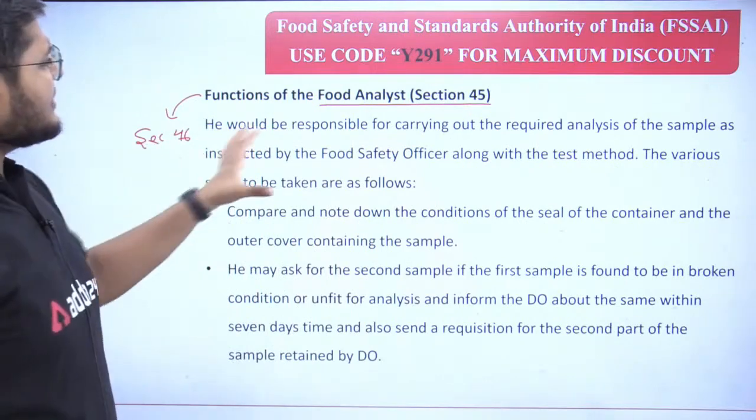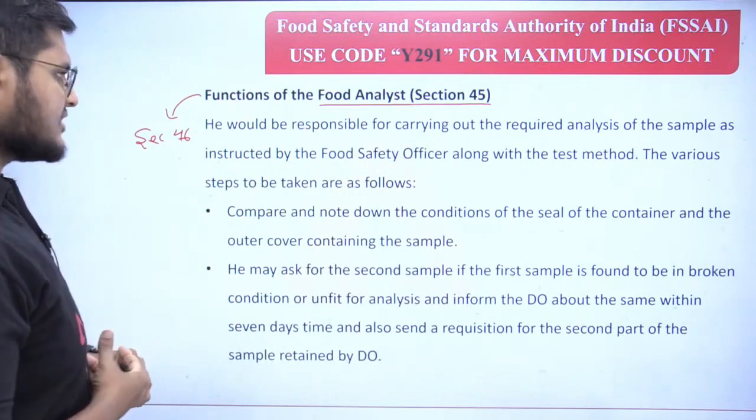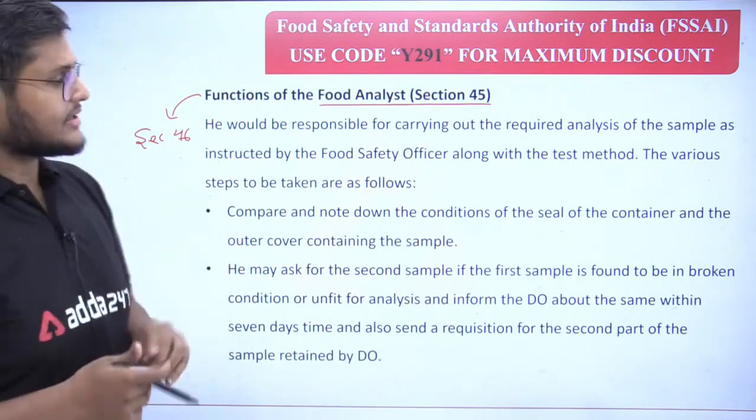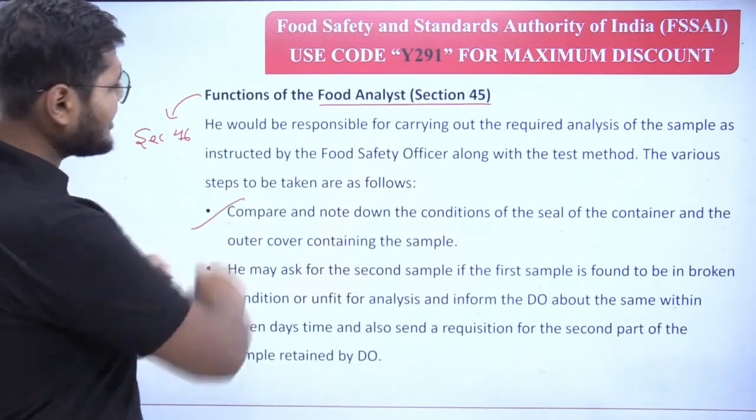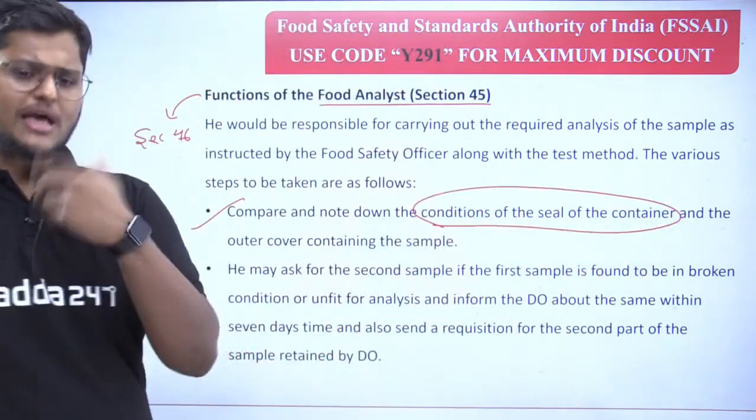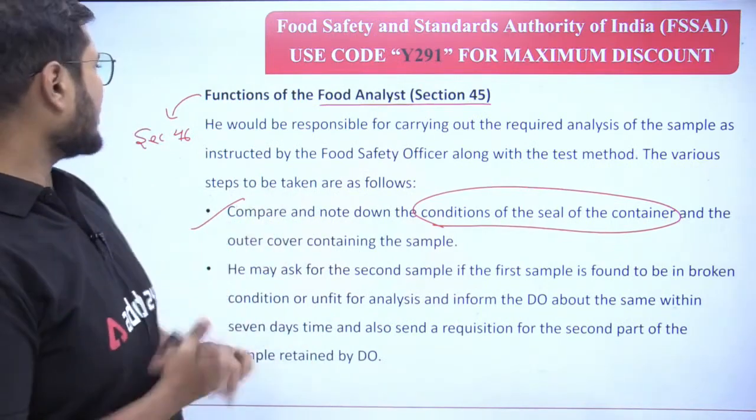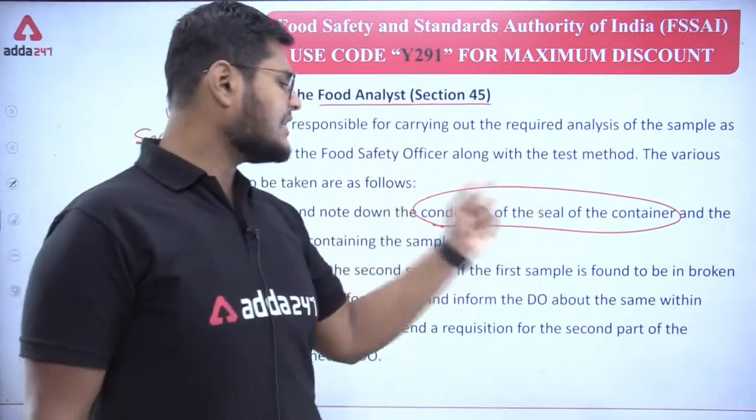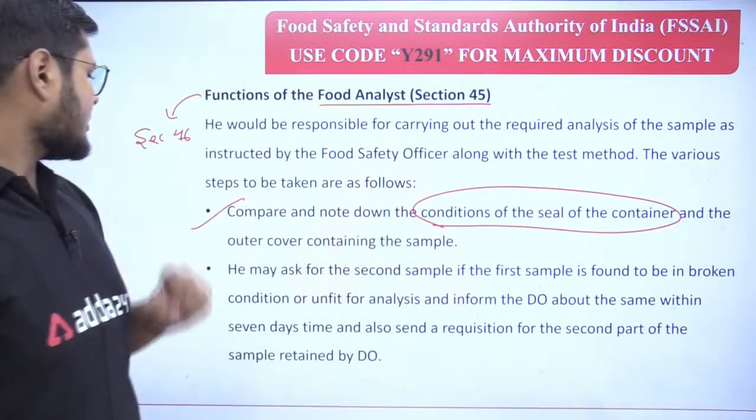right? He would be responsible for carrying out the required analysis of the sample as instructed by the food safety officer, along with the test method. That means how to test the food article. The various steps to be taken are as follows: compare and note down the conditions of the seal of the container. That means whenever the sampling is done by the food safety officer, it is sealed and sent to the food analyst. So we need to see whether this sealed container is in proper state or not, and the outer cover containing the sample.